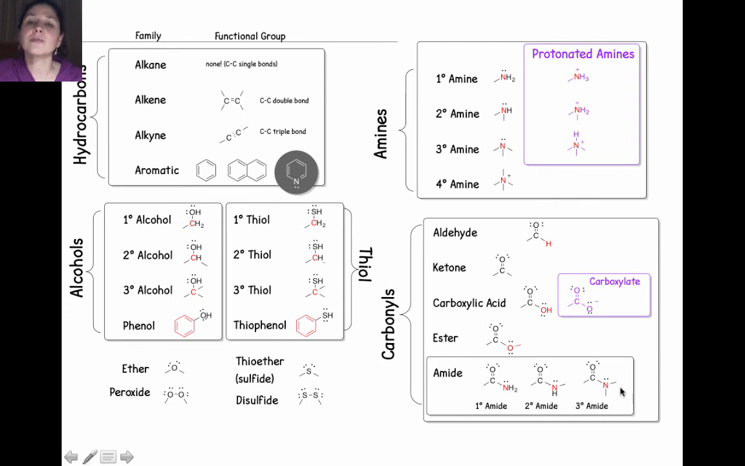These are the functional groups that you should get familiar with. Just put them on your cheat sheet and use your cheat sheet as you're going through your problems in your textbook. And for the rest of the semester, you'll have that.